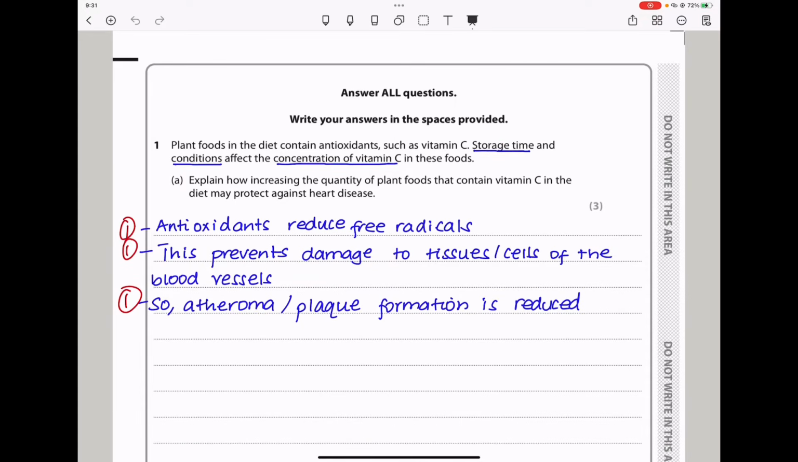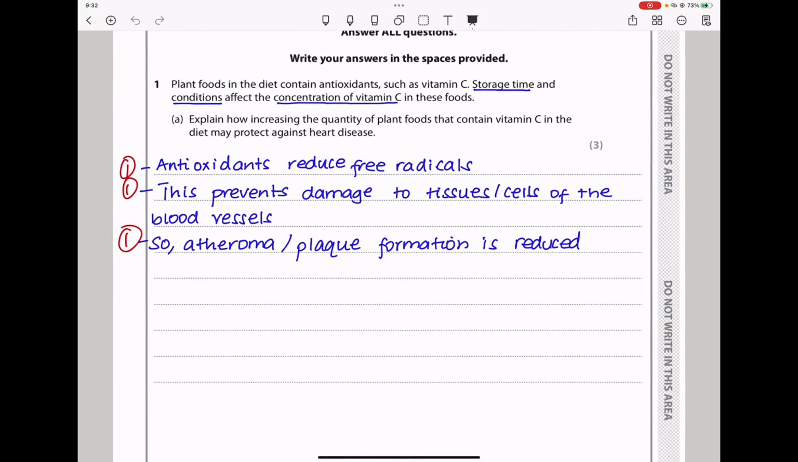Question 1 says, plant foods in the diet contain antioxidants such as vitamin C. Storage time and conditions affect the concentration of vitamin C in these foods. They want you to explain how increasing the quantity of plant foods that contain vitamin C in the diet may protect against heart disease. We know that vitamin C is an antioxidant, and antioxidants reduce free radicals. These prevent damage to tissues as well as endothelial cells of the blood vessels, so atheromas as well as plaques will not be formed, or at least there will be a reduction in the formation of these plaques, and that will lead to protection against heart disease.